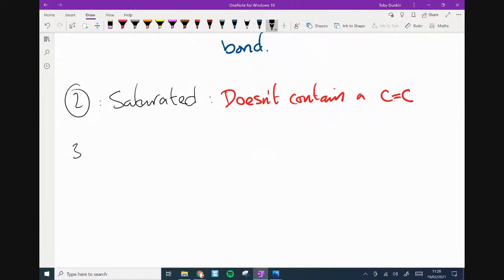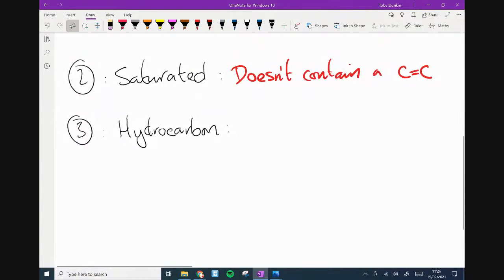Okay, next one. I think everyone here knows this one. Hydrocarbon. Everyone knows this. Hydrocarbon. And I'm going to go for Kayla. What's the definition of a hydrocarbon?